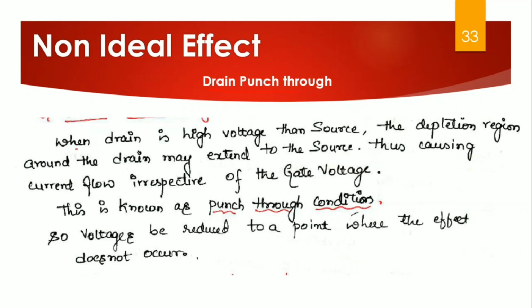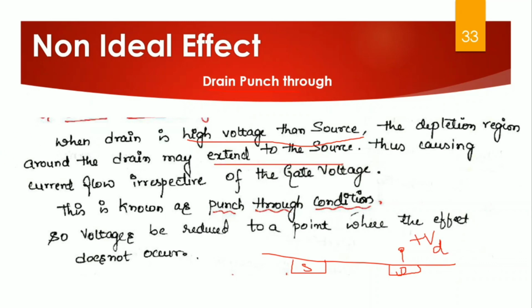What is drain punch through? It is when the drain is at a higher voltage than the source. So we know that we apply voltage at the source, and this is the drain. The drain is given a more positive voltage VD. The depletion region around the drain may extend to the source.